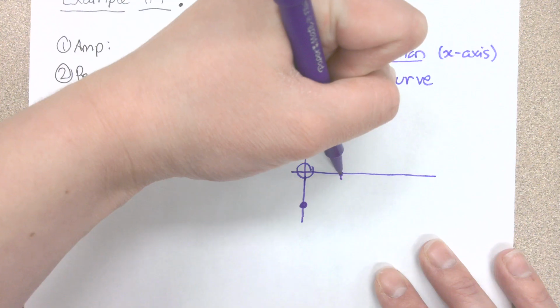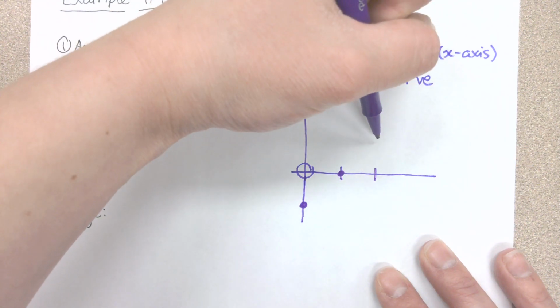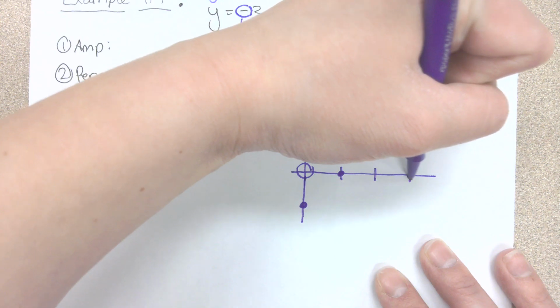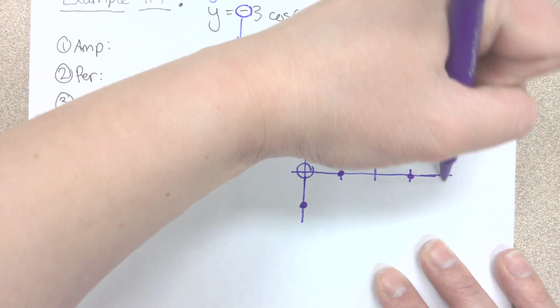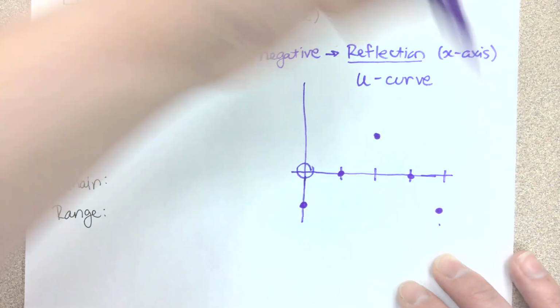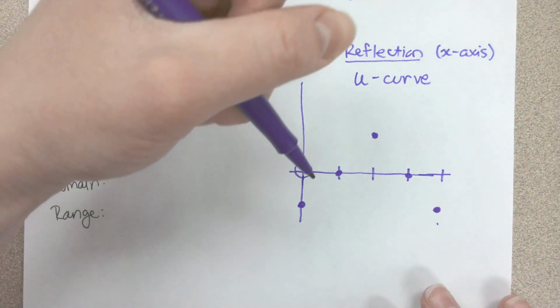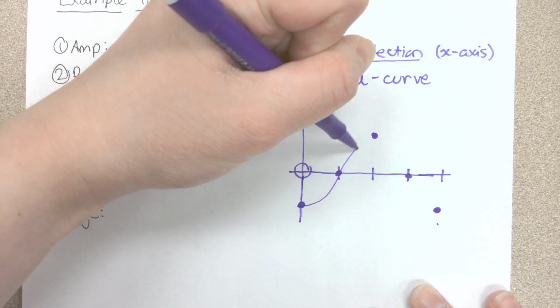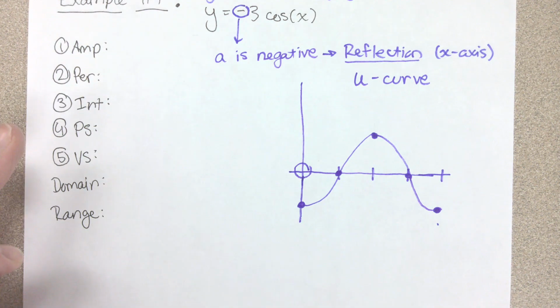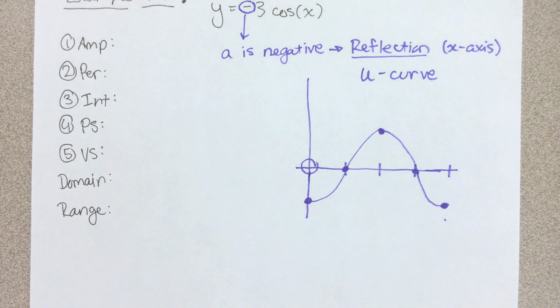First interval is on the midline. Second interval is at the maximum. Third interval back on the midline. Fourth interval back at the minimum. So this is what I'm going for when I make my graph.